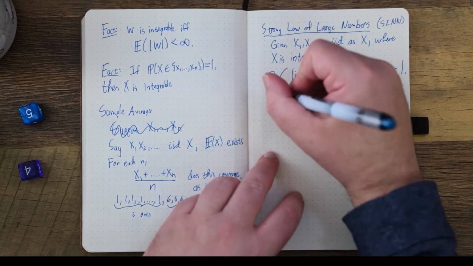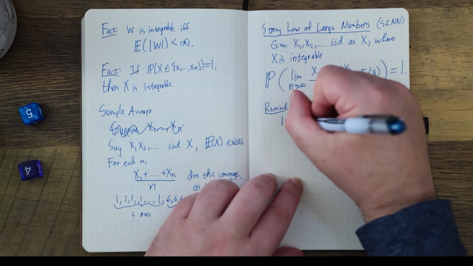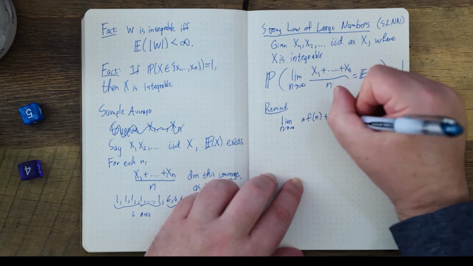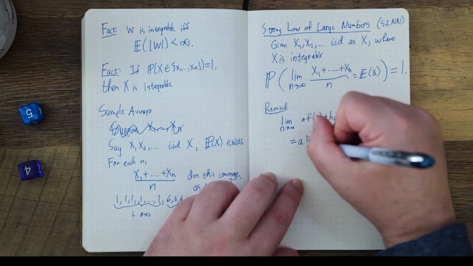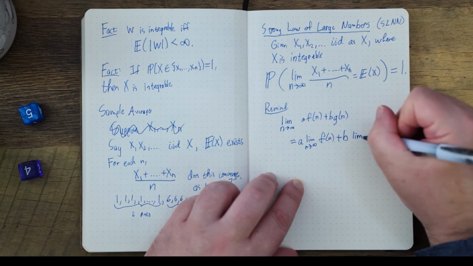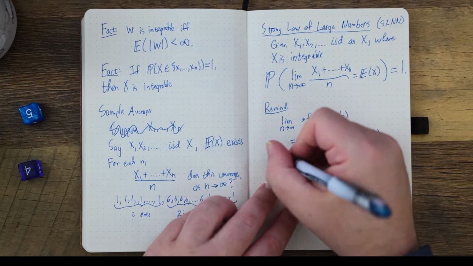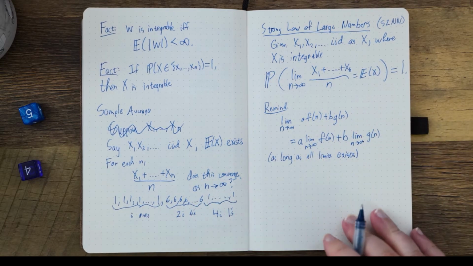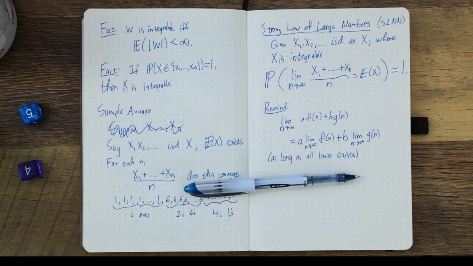So let me just remind you, in case you forgot your limits from Calculus 2, that if I take the limit as n goes to infinity of a times f of n plus b times g of n, that's going to be a times the limit as n goes to infinity of f of n plus b times the limit as n goes to infinity of g of n, as long as the limits exist. We always have to put that caveat on things. As long as our limits exist, we know what our limits are going to be.